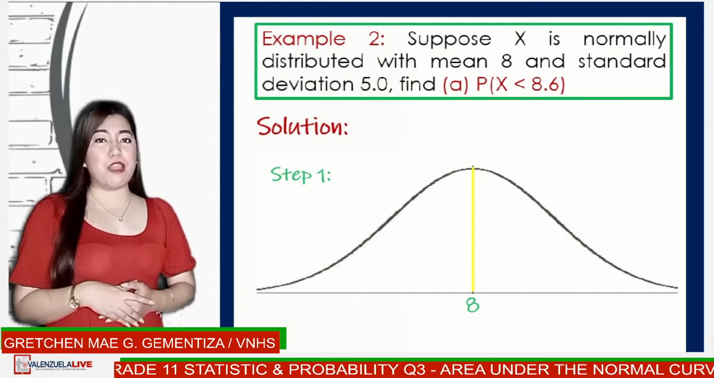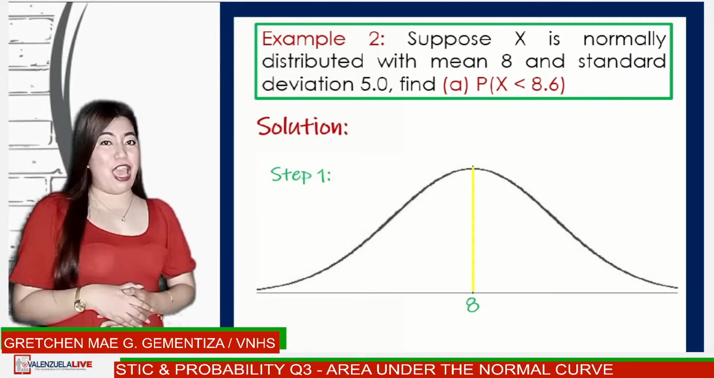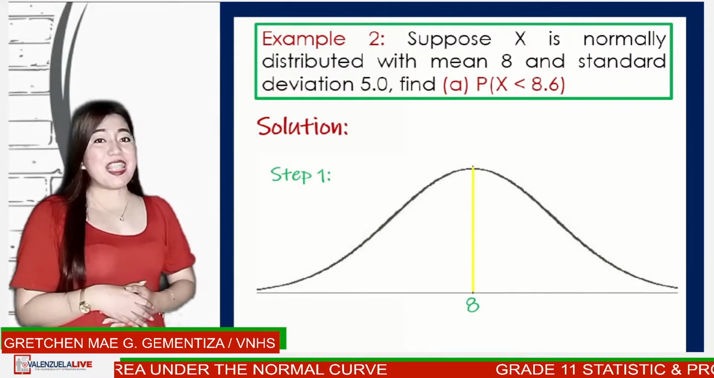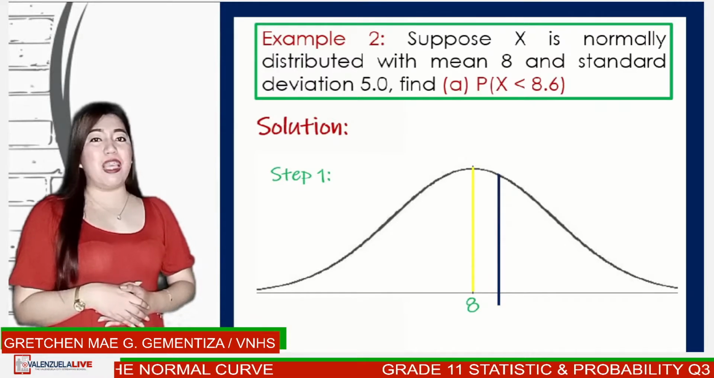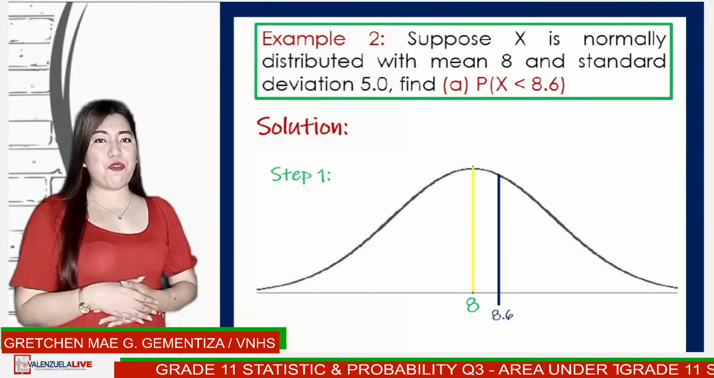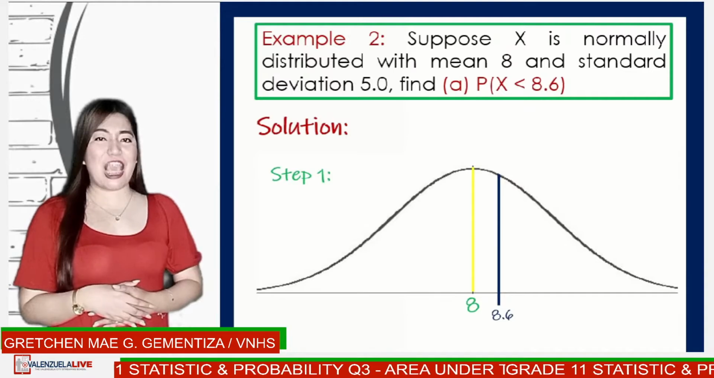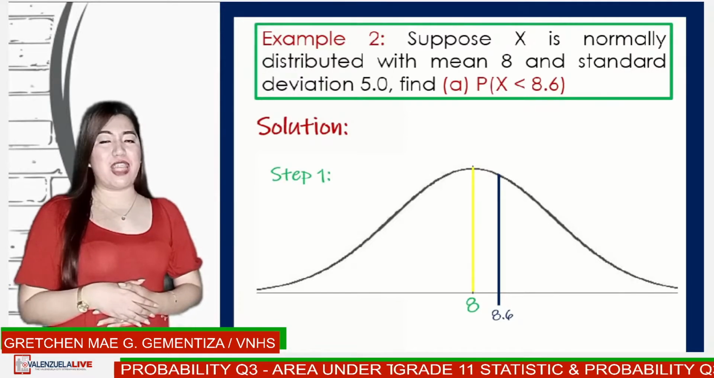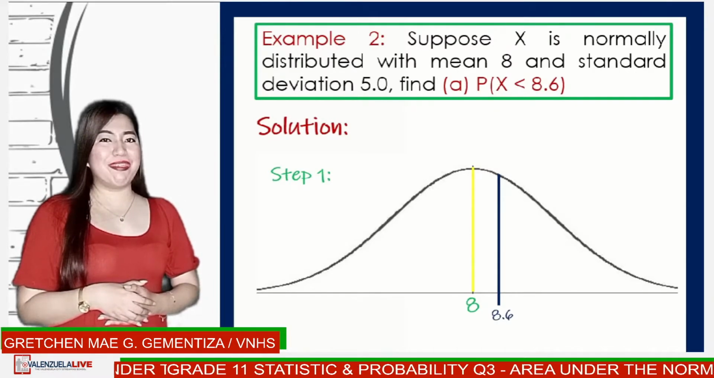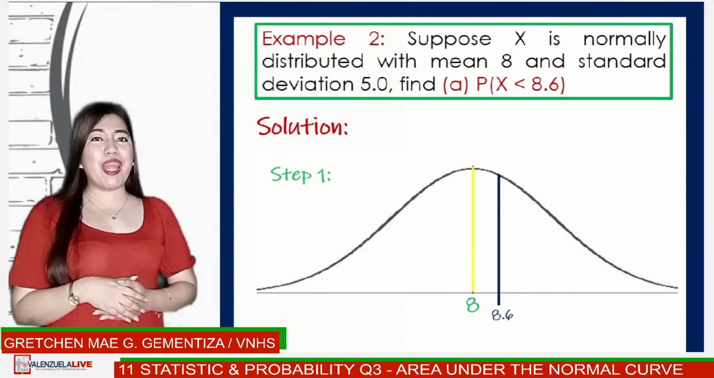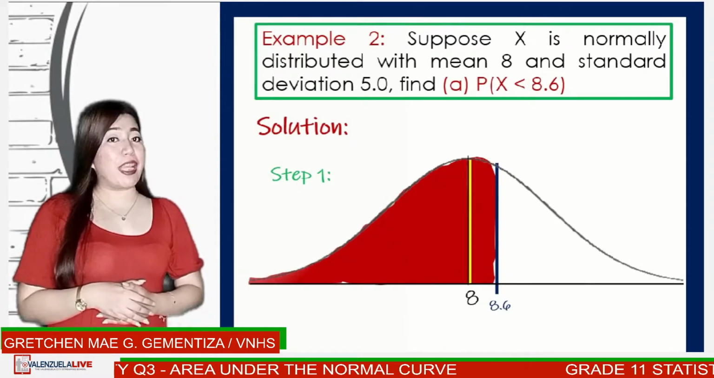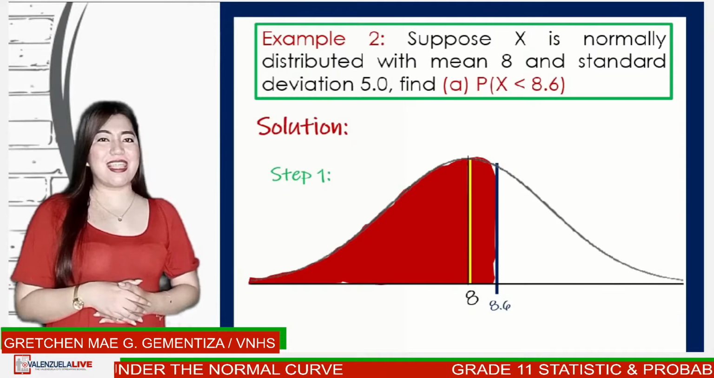Where do you think 8.6 is located? Is it on the left or on the right side of the mean? Correct. 8.6 is greater than the mean, so it is written on the right side of the mean. Now, we are asked to find the probability of x less than 8.6. Which do you think is the shaded part? Is it on the left or on the right side of 8.6? Very good. The shaded part is on the left side of 8.6 since all the values on the left side of the x-axis are less than 8.6.